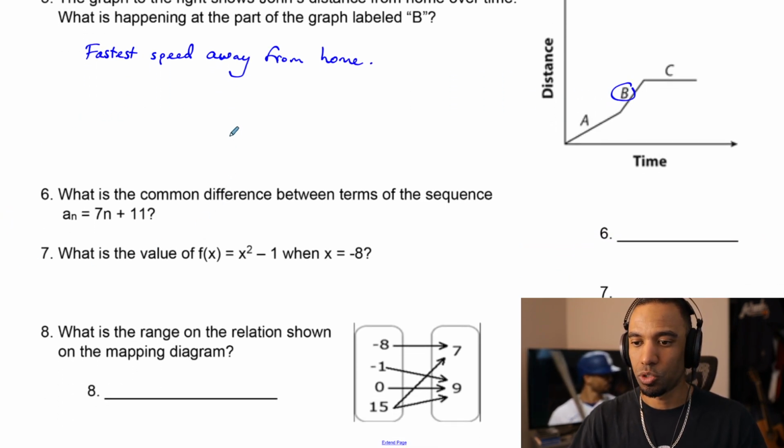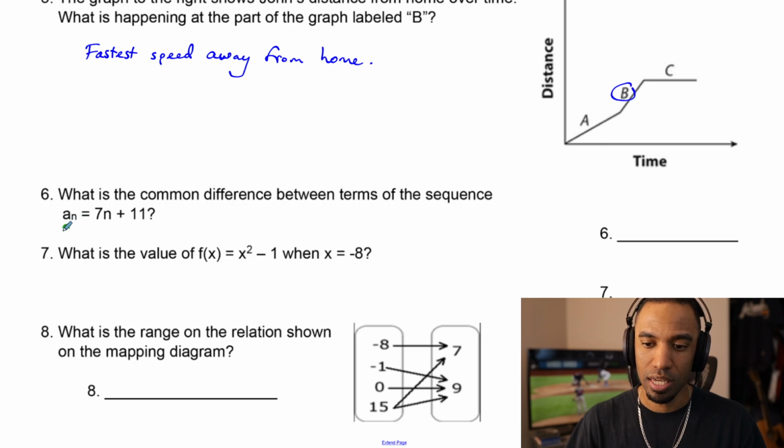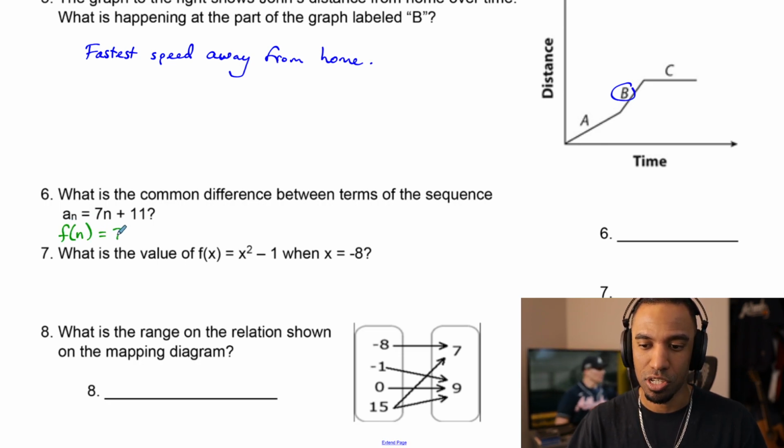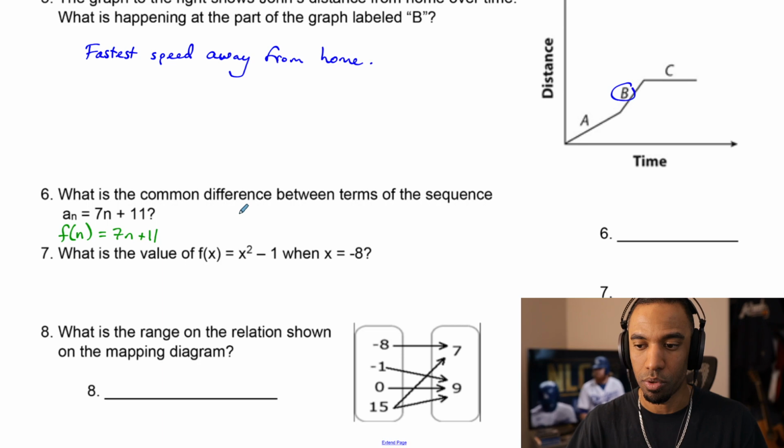Okay, number 6. What is the common difference between terms of the sequence a sub n equals 7n plus 11? Now, this one kind of becomes the antithesis of creating the equations in this same exact form. Now, if we're looking at some sort of f of n graph or f of n sequence here, this is the same thing as a sub n. A sub n and f of n are equivalent. When we've created equations in this format, you might have noticed in our first equation that we wrote, it would appear as something like this.